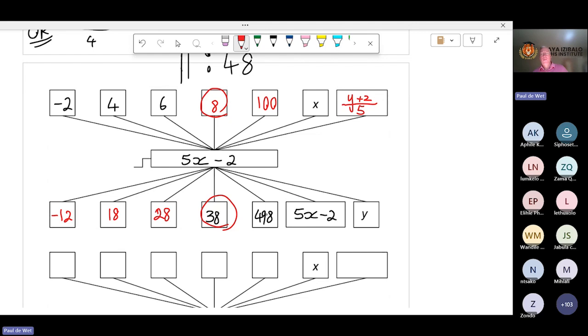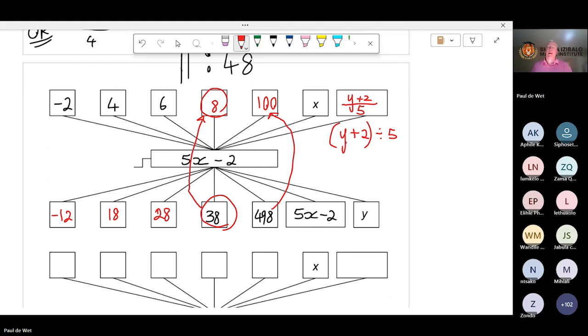Have a look at this. 498 plus 2 divided by 5. 38 plus 2 divided by 5. I can write this as (y plus 2) divided by 5, but I must have the brackets. Because without the brackets, the order won't be right, because the division would happen first. Very proud of Ogushe writing y plus 2, then divide by 5.